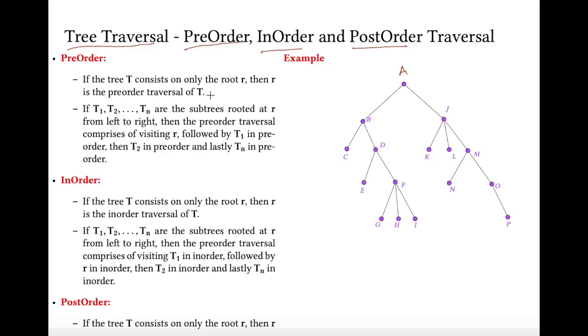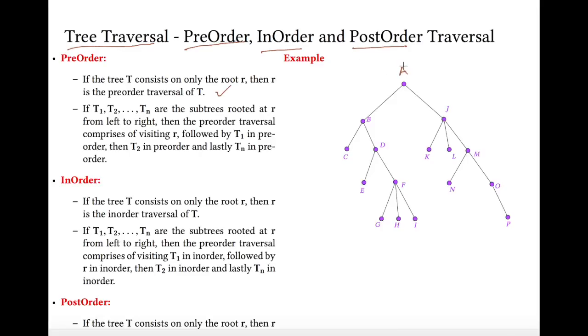Now note that this is a recursive definition. We stop when we have a tree with only one root. So let's see an example before we define in-order and post-order. Now we have this kind of tree here. We have to say: if the tree consists of only one root, then R is the pre-order traversal.